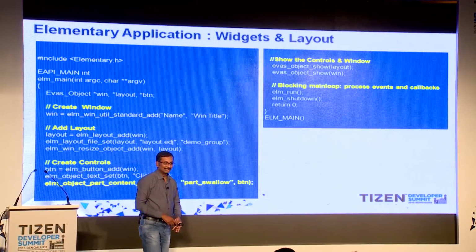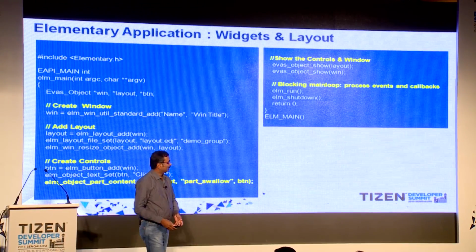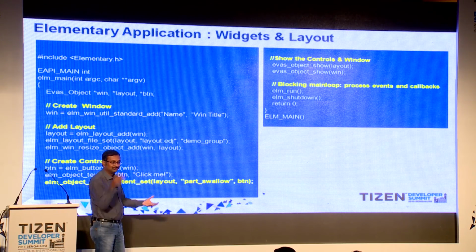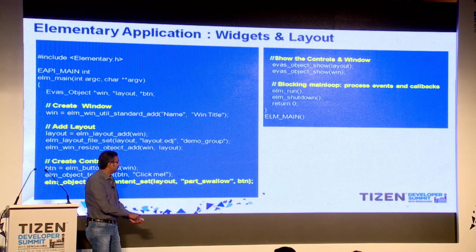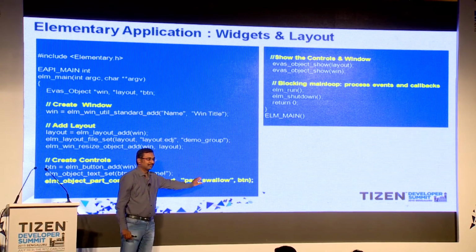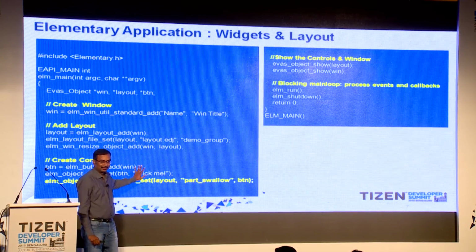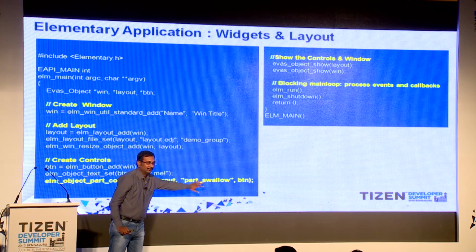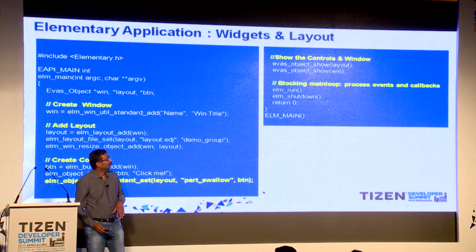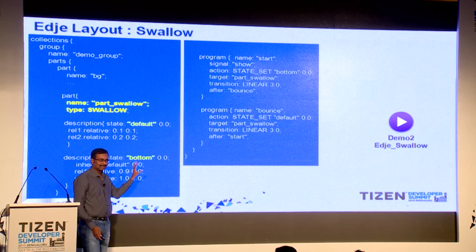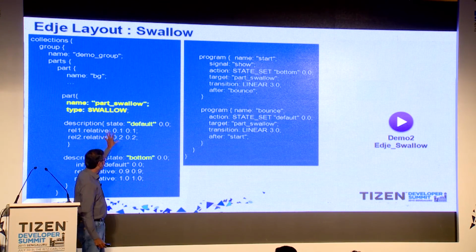So that's what EDC, your layout part. We are calling this placeholder swallow. So we are naming the placeholder some name, part swallow, and I'm creating a button object there, coming to that simple application, and the button is swallowed into the part swallow, and then run this application. Right, so this is my EDC layout. I just slightly modified it. Instead of image, I replaced it with swallow.